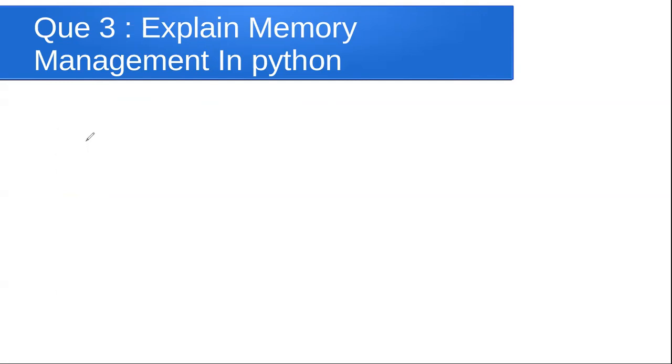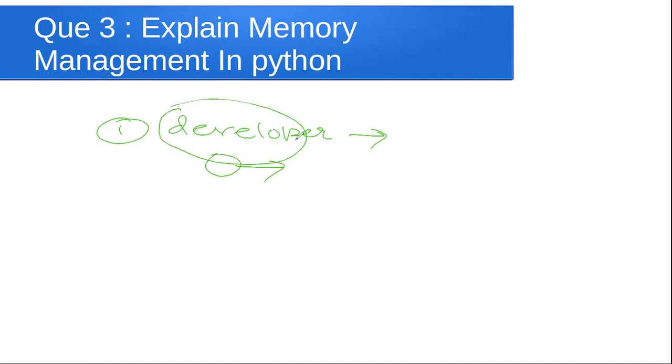First thing is that the developer does not need to take care of memory management. No need to write extra code for garbage collection. In C++ and Java, we need to write some code for freeing space or deleting unwanted variables. But in Python, no need to write any kind of code from the memory management point of view.